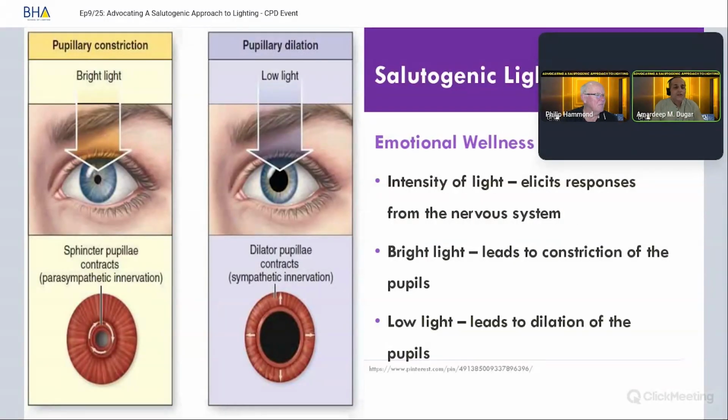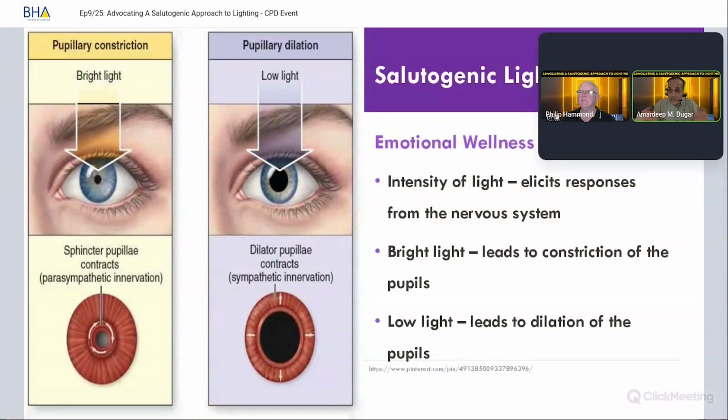Now, if you look at the makeup of your eye, your visual system, whenever there's bright light, your pupils contract, and whenever there's low light, your pupils dilate. And what it means from a nervous point of view is that when your pupils contract, it activates your parasympathetic nervous system. And when your pupils dilate, it activates your sympathetic nervous system.